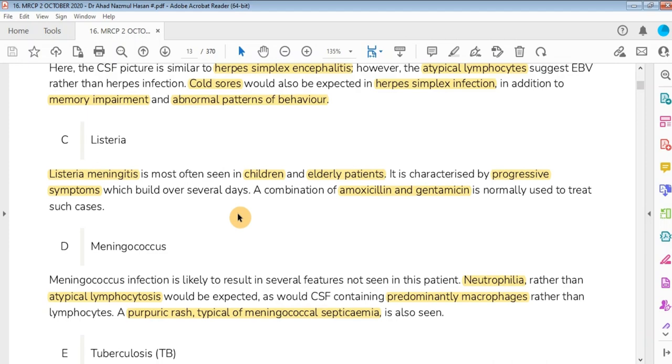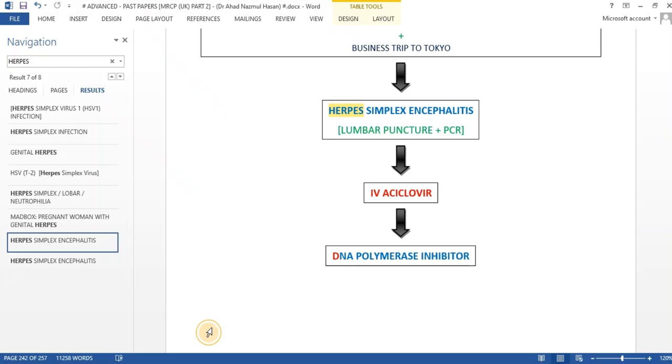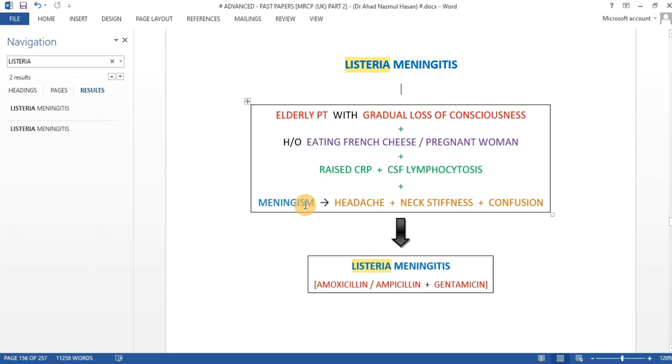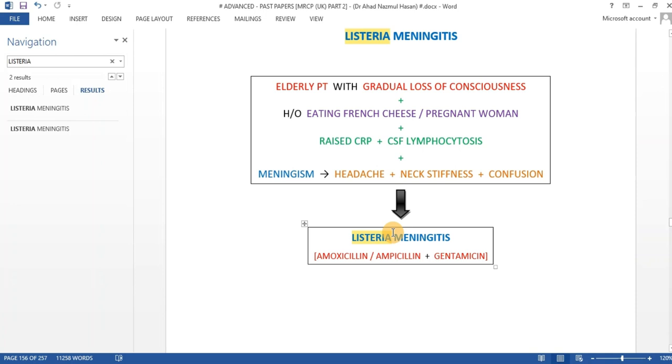Next one is the Listeria. So in case of Listeria, there will be an elderly patient with gradual loss of consciousness, with history of eating French cheese, or pregnant women, raised CRP, CSF lymphocytosis, and there should be features of meningism like headache, neck stiffness, and confusion. And always remember the Listeria meningitis does not respond to ceftriaxone. So ceftriaxone cannot be given in the management of Listeria meningitis. Listeria meningitis should be treated with a combination of gentamicin plus either amoxicillin or ampicillin.